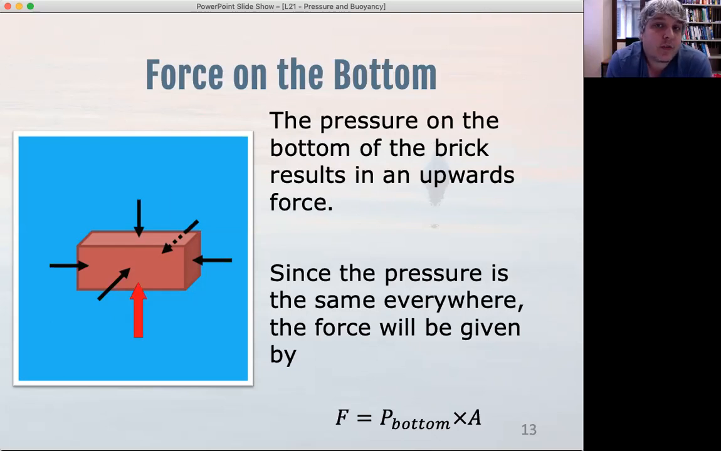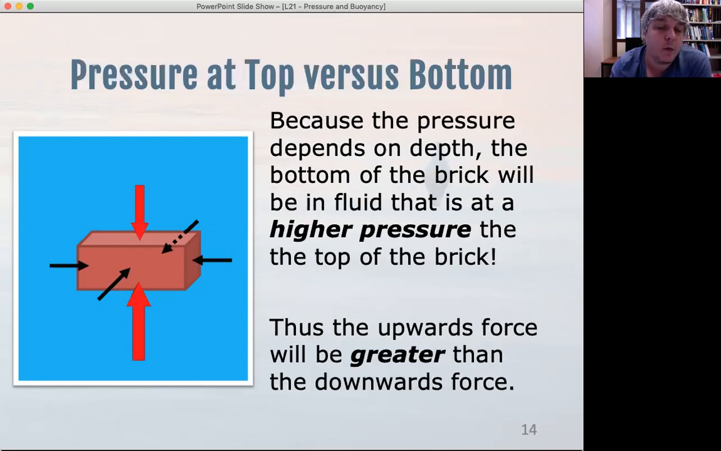However, there is also a force on the bottom due to the water underneath the brick. And that is just going to be equal to the pressure at the bottom of the brick times that same area A, because the area at the top and bottom of the brick are the same, assuming we have a nice rectangular brick as I have drawn there. So we have this force downwards and this force upwards. And these are not going to be the same because we know that the pressure at the top of the brick is less than the pressure at the bottom of the brick. So that means that we have a higher pressure at the bottom.